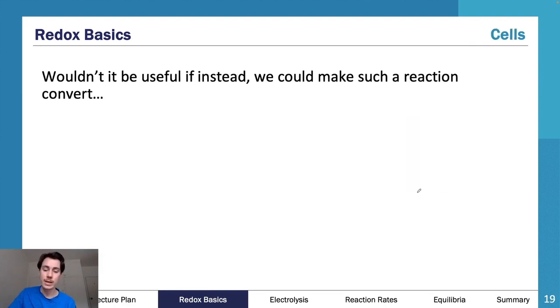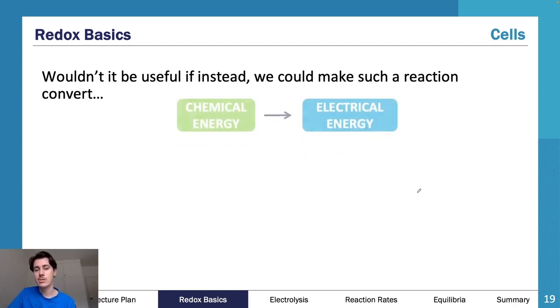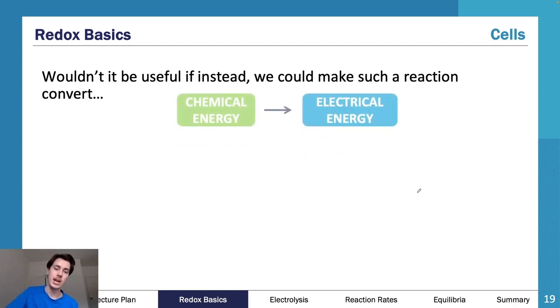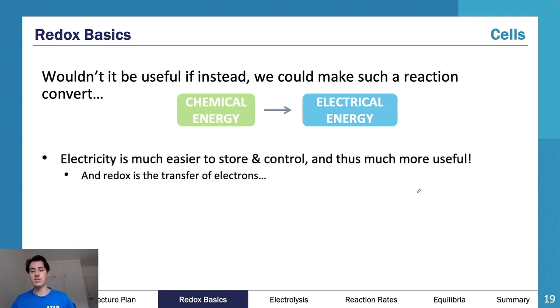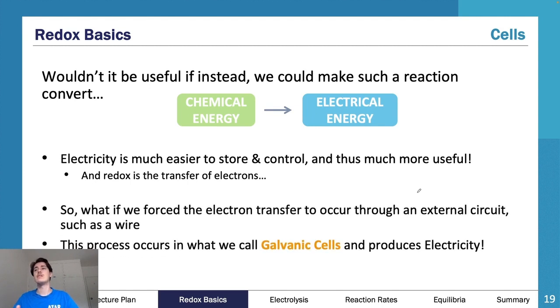However, we can use cells. The use of cells is essentially that we can take chemical energy and convert it into electrical energy. Electricity is much easier to store and control, and thus much more useful. Redox is essentially the transfer of electrons. So if we force those electrons through a wire, instead of allowing that transfer to happen in a single environment, we can force it to happen through a wire.